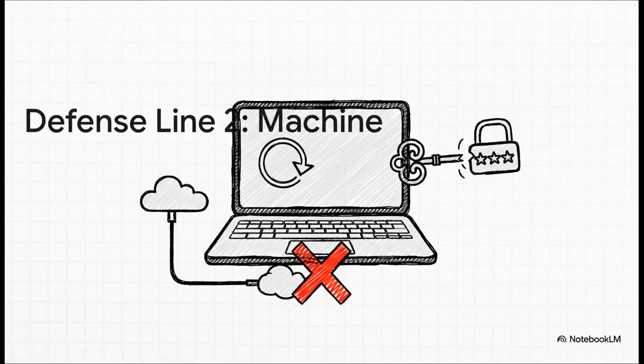All right, next up is the machine itself. This is all about basic digital hygiene, but it is absolutely critical. Keep your operating system and all your software updated. That's how you close those known vulnerabilities we were just talking about. Use strong, unique passwords. And please, if a device is running an old, unsupported system like Windows 7, it just should not be connected to the internet. It's basically a sitting duck.